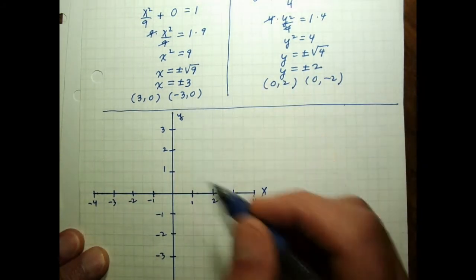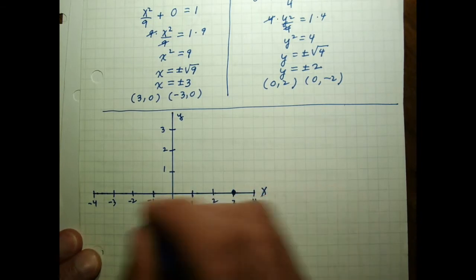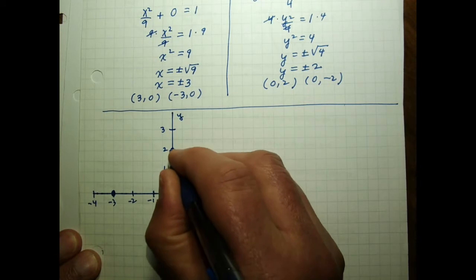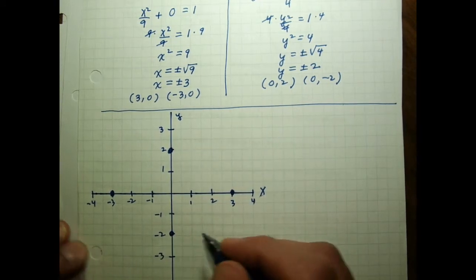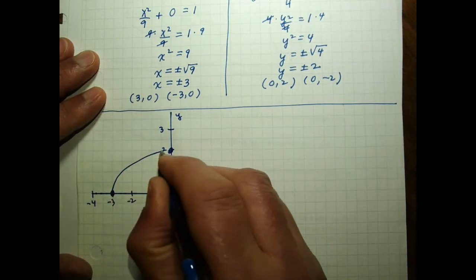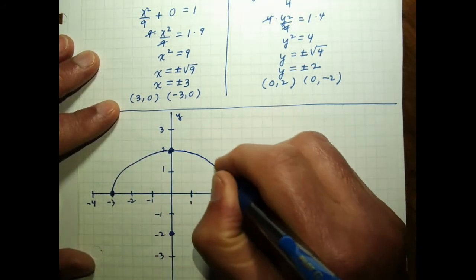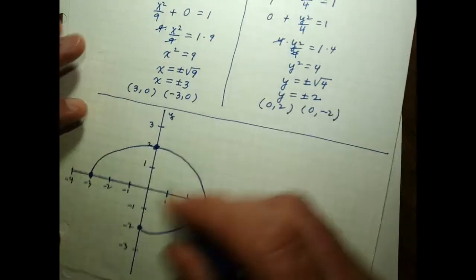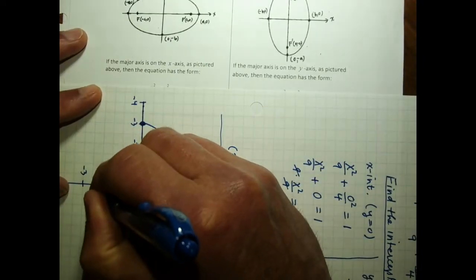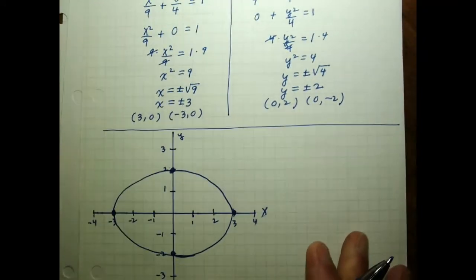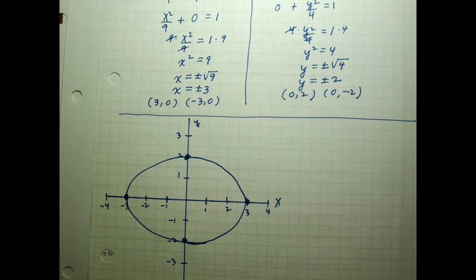Okay, so let's plot these intercepts now. I got (3, 0) and (-3, 0) on the x-axis. I got (0, 2) and (0, -2) on the y. And I just got to draw an ellipse that will pass through those points. So I'm just drawing an oval curve. And that's essentially the graph that we're trying to obtain.